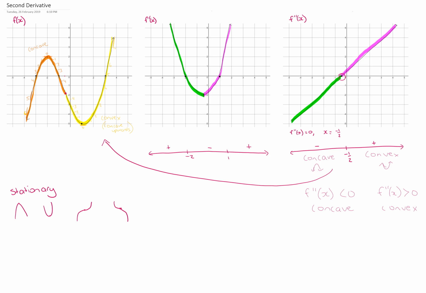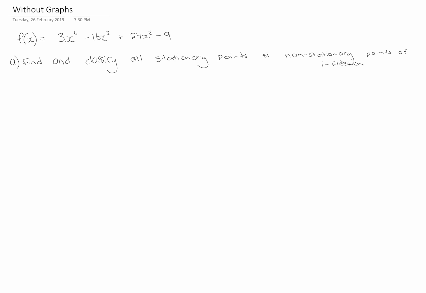Alrighty, next we're going to look at the same idea but without graphs. So starting with an equation f of x, we are going to find and classify all stationary points and non-stationary points of inflection. As a general rule, our stationary points are found with our first derivative and non-stationary with our second derivative. So the first thing we need to do is find our first derivative, which is 12x cubed take 48x squared plus 48x. And to find the points themselves, we need to make the derivative equal 0.